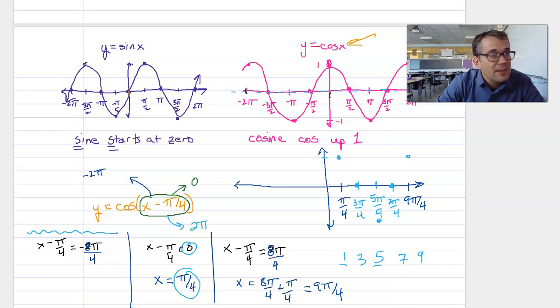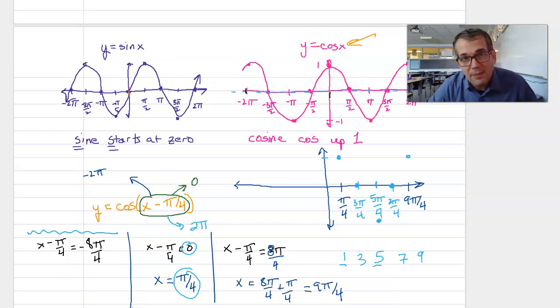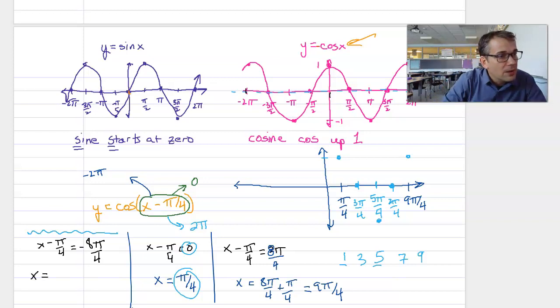So let's write this neatly. This expression was x minus pi over 4 equals negative 2 pi. I'm going to think of negative 2 pi as negative 8 pi over 4. Right? That's still negative 2 pi. It just has a denominator of 4. If I add pi over 4 to both sides, I'll get that x by itself. So x is equal to negative 7 pi over 4.